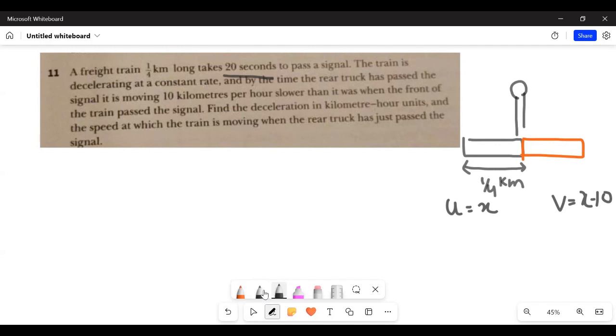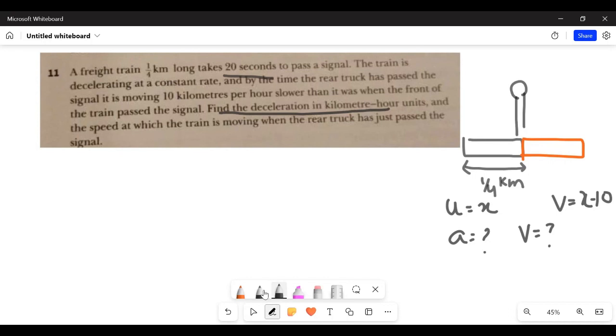Find the deceleration in kilometers per hour. So we have to find A, in kilometers per hour unit. And the speed at which the train is moving when the rear end has just passed the signal. Okay, so we need the acceleration and the actual value of V. So that means we'll need to find X first and then do X minus 10.